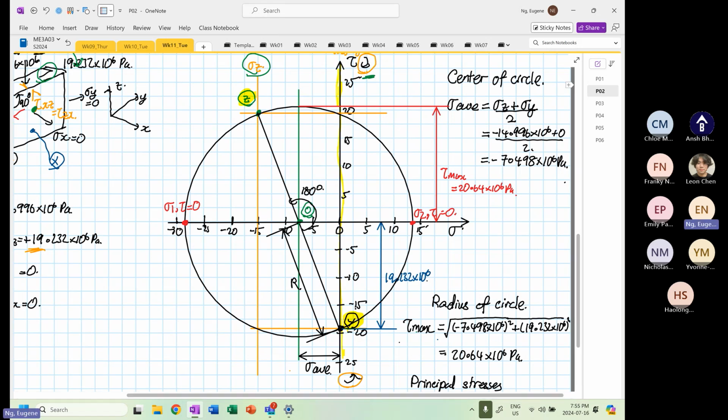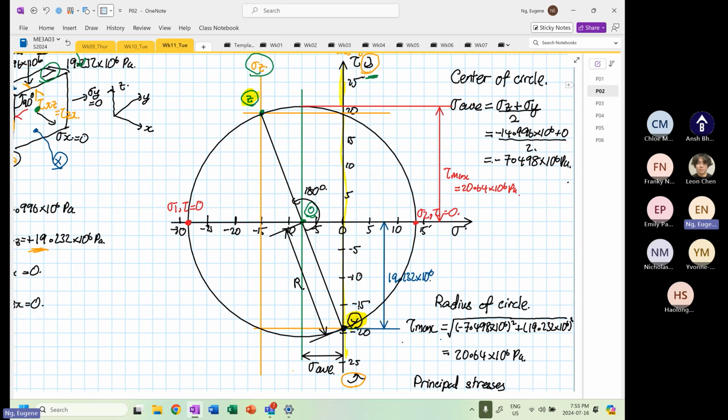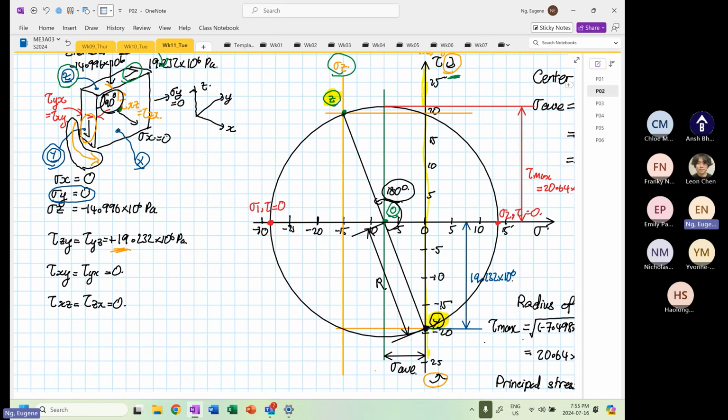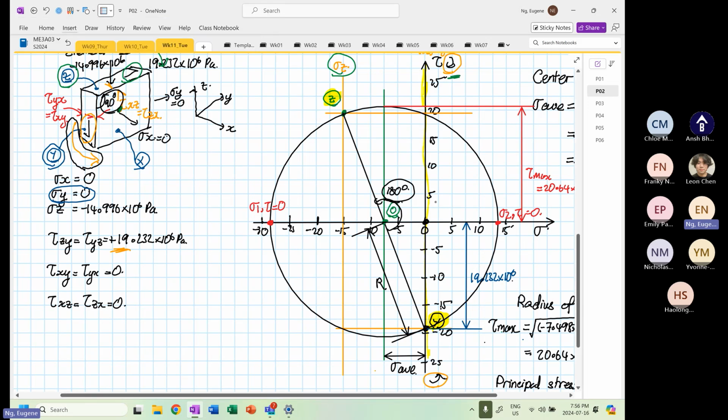Okay, so to relate one to the other in terms of angles, on the element is what? 90 degrees. On Mohr's circle is what? 180 degrees, as you can see from here. They're a good thing to remember. So if you were to ask me where is point X on Mohr's circle, right? So if we look at point X, it has 0 normal stress, 0 shearing stress. This is where point X is. Okay, over here.